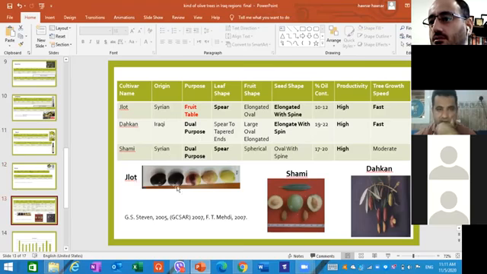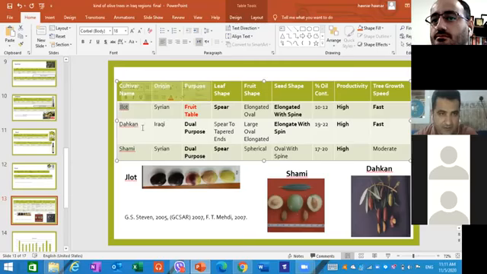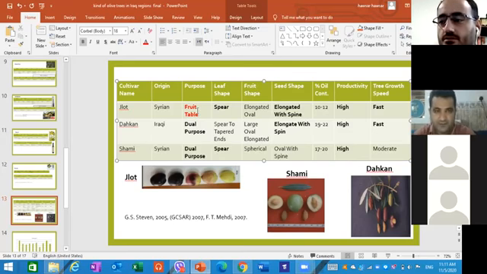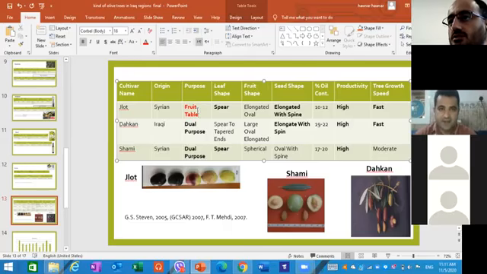Three other types are Jalut, and Dakkan or Dakan, or Shami. Jalut and Shami are originally from Syria, but Dakkan is originally from Iraq. And Jalut is used as a table fruit, because the fruit size is a little large, and it is better for eating, and it is delicious, and the taste is good. Sorry, and leaf shape.